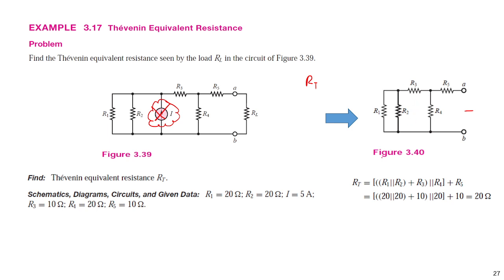So in this case, we know R1, R2, R3, R4, R5 as 20, 20, 10, and then 20 and 10. So in parallel it will be 10. 10 plus 10 is 20, in parallel is 10. 10 plus 10 is 20, right here. So R is 20. So how about V Thevenin? V Thevenin is the voltage of this circuit without RL.